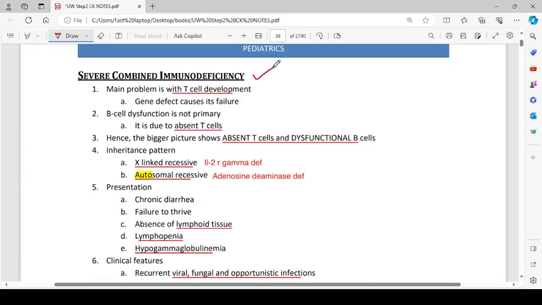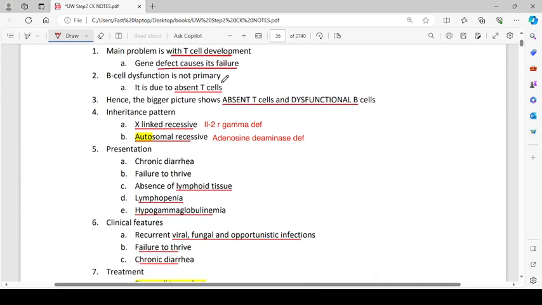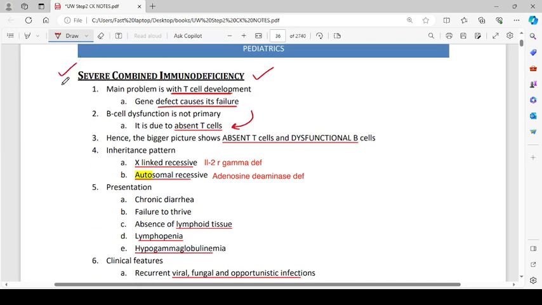Severe combined immunodeficiency. The main problem is with the T cell development. Gene defect causes its failure. B cell dysfunction is not primary, it is due to absent T cells. That is why in SCID, when we perform the X-ray of the chest, head and neck, the thymic shadow is absent in these children. Hence, the bigger picture shows absence of T cells and dysfunctional B cells.